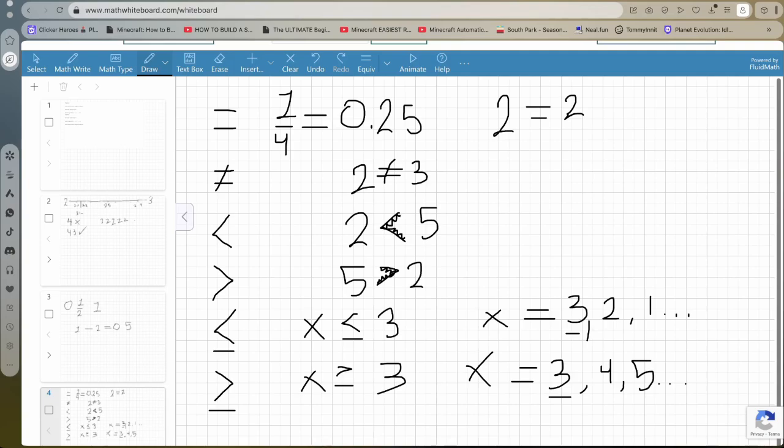If you did it for these, for example, like x is smaller than 5, this would just be 4, 3, 2, etc. And you see there's no 5 included, like it would in here.